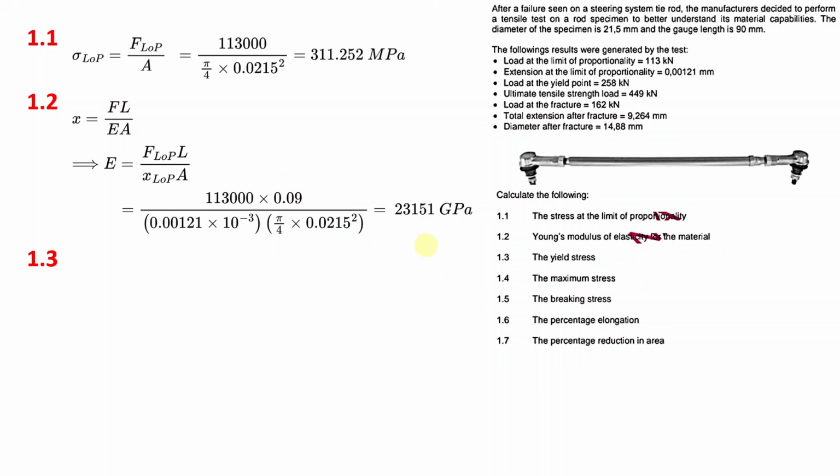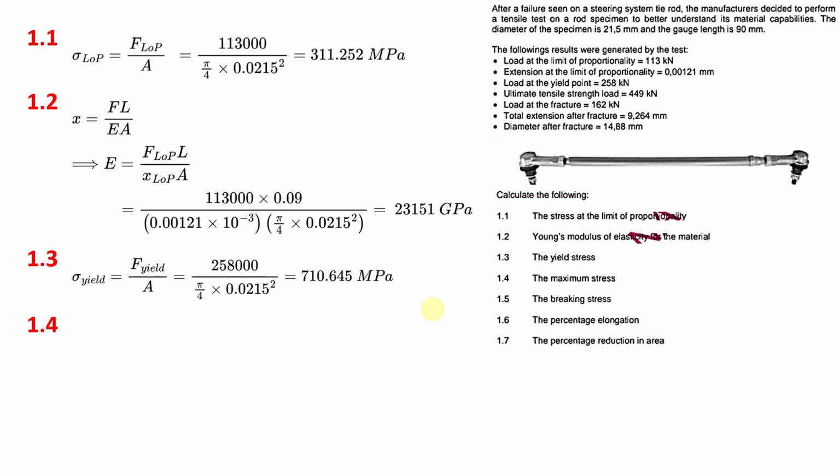For question 1.3, you need to find the yield stress. Now, how will you find the yield stress? Again, you need to find the load at the yield point, and this is it here, 258 kilonewtons, and that you will divide by the area. So the yield stress is equal to the force at the yield point, the load at the yield point, divided by the area. And when you do that, that gives you the yield stress.